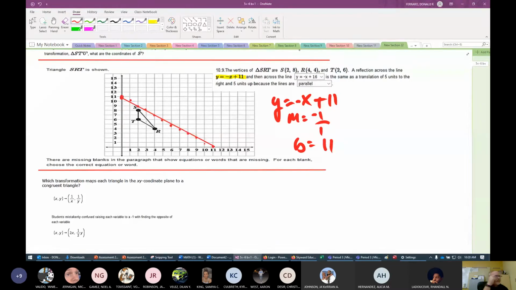What they say is the same translation as 5 units to the right and 5 units up. Now, I want you guys to jump to this because it's going to give you drop downs. So we got 5 units to the left, 5 units to the right, and 5 units. So let me highlight that in purple. This is where we're going to end up.